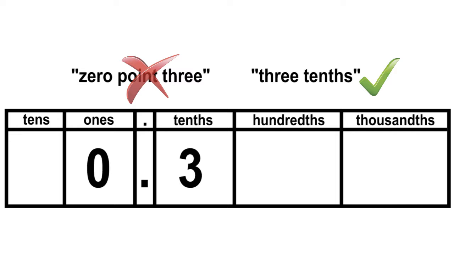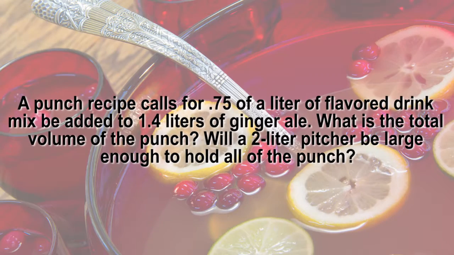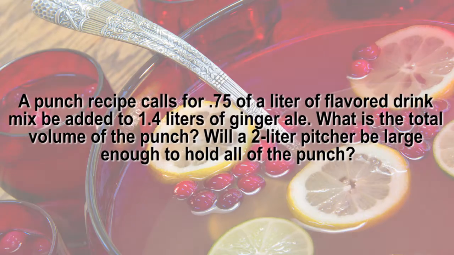Let's try a word problem that involves addition of decimals. A punch recipe calls for 75 hundredths of a liter of flavored drink mix to be added to 1 4/10 liters of ginger ale. What is the total volume of the punch? Will a 2-liter pitcher be large enough to hold all of the punch?